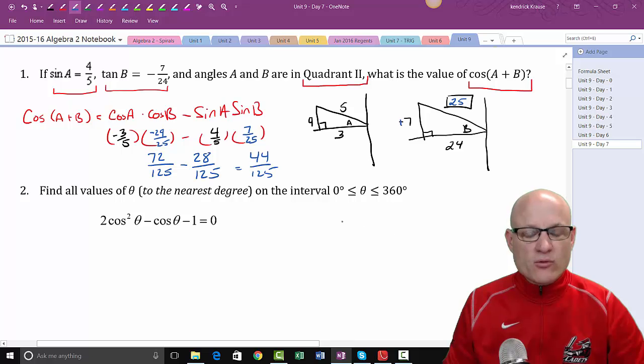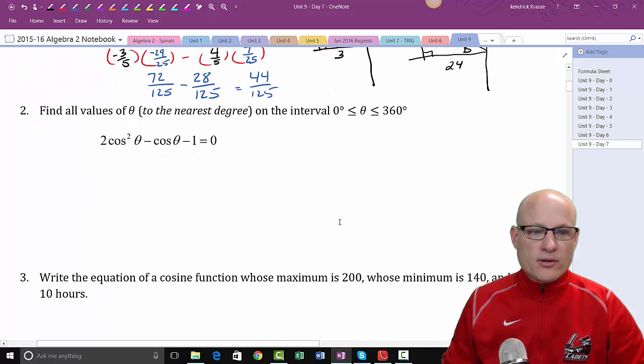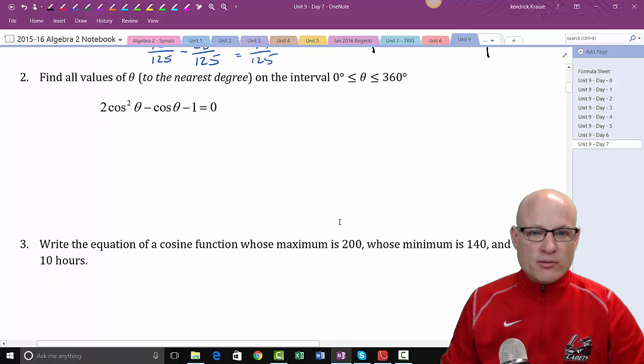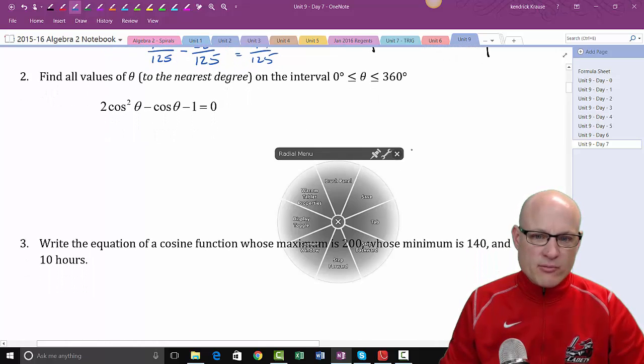Oh my gosh. 44 over 125. I think it was a little faster to do it by my head. I think next time I'll just rely on that. I don't have my answer key with me, so I don't want to make mistakes. That means you guys get bonus.